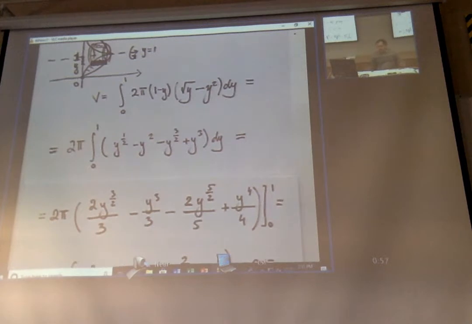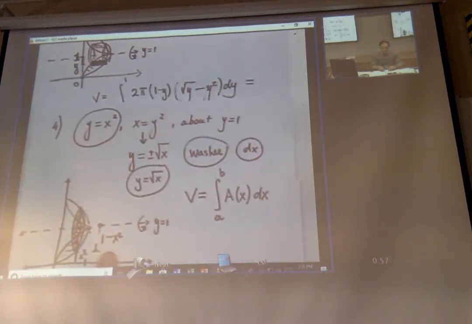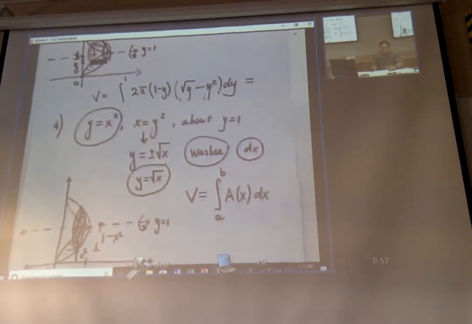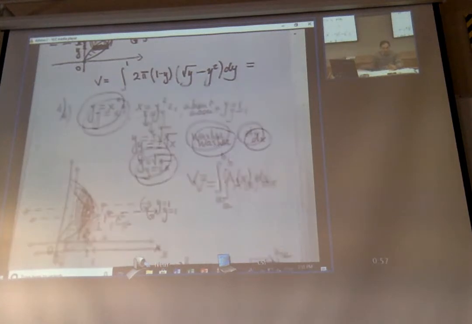Maybe for me personally, if I have to decide between washer or shell, I probably will go with the shell, just because if I go with the washer, I have to deal with these radiuses, or radii, if we say it right? All these pieces to determine. So if you feel like it's better to go with shell, go with shell. If you don't want to go with the shell, then go with the washer. Overall, it doesn't make a difference.